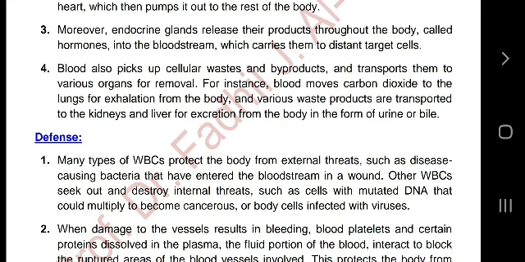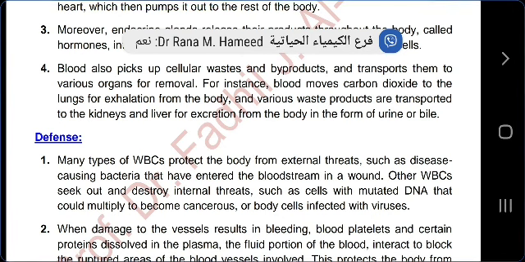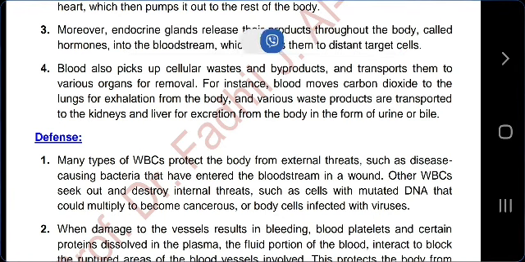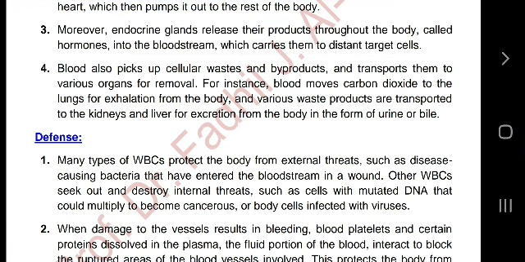Other white blood cells seek out and destroy internal threats such as cells with mutated DNA that could multiply to become cancerous or body cell infected with viruses.